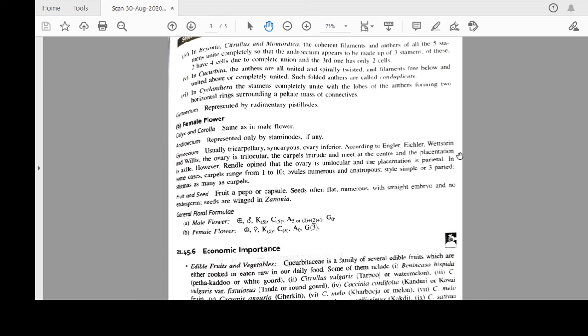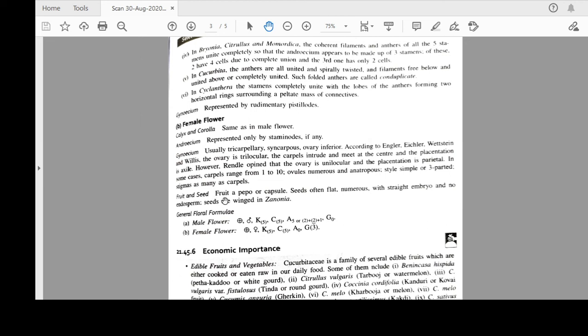According to Engler, Eichler, Wettstein and Willis, the ovary is trilocular. The carpels intrude and meet at the center, and the placentation is axile. Here is the difference of opinion among the different authors. However, Rendle opined that the ovary is unilocular and the placentation is parietal. In some cases, carpels range from 1 to 10, ovules numerous and anatropous, style simple or three-parted, stigma as many as carpels. With three carpels, stigma is tripartite.